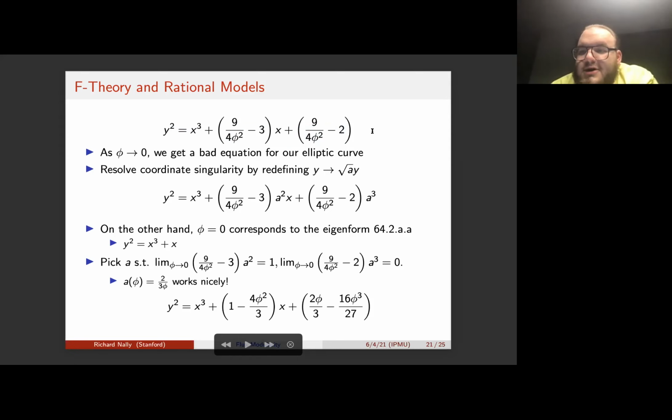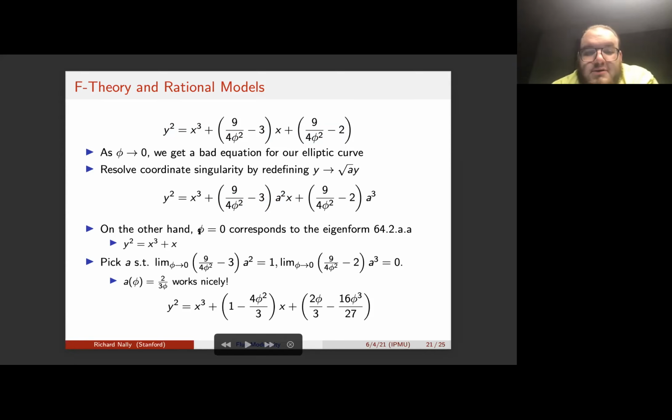As phi goes to 0, this equation that we got from following Sen blows up. We have a 0 in the denominator and we get bad infinities, but nothing's actually singular in the threefold or in the fourfold. This is basically a coordinate singularity, and you can get out of it by redefining coordinates. So if you define y goes to square root of a times y, you get an a squared in the f term and an a cubed in the g term.